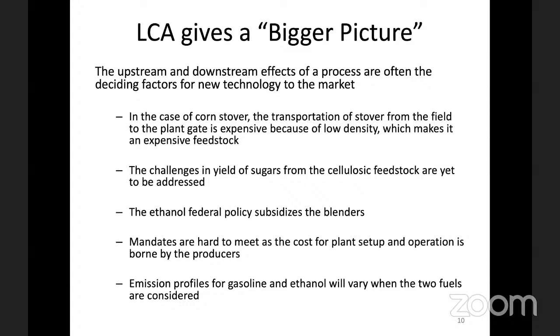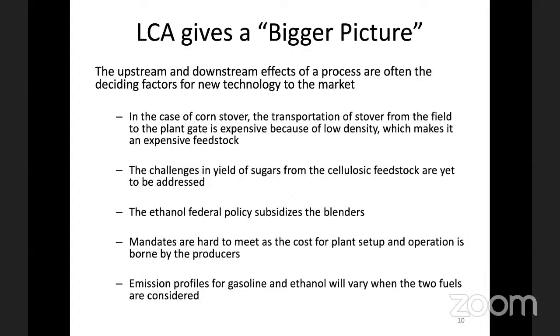So in the case of corn stover, here are some things that we want to point out. The transportation of stover from the field to the plant gate is expensive because of the low density of the feedstock, which makes it an extremely expensive feedstock. If you remember those bales of corn stover, they are low density compared to other types of transportation, and this makes it a very expensive feedstock.